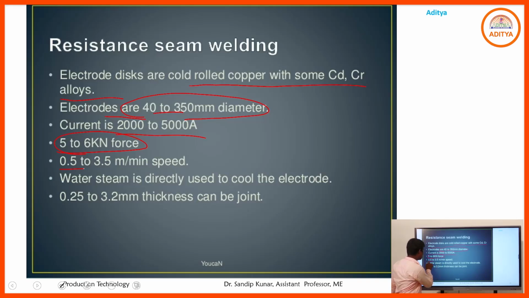Here the welding speed is near about 0.5 to 3.5 meter per minute. Water stream is directly used to cool the electrode. Sometimes when we apply the current, both the electrodes get heated, so for cooling we sometimes use a water jacket. And 0.25 to 3.2 millimeter thickness can be joined using that welding process.